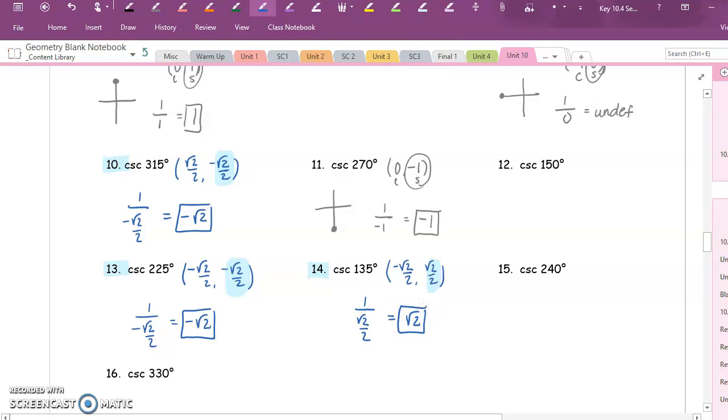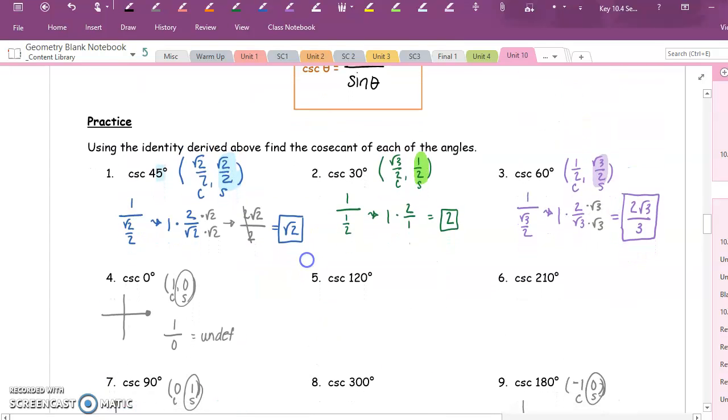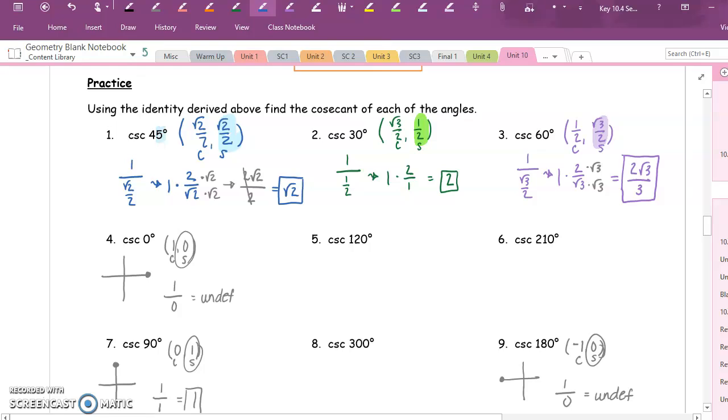Positive root 2. So I already did the math on the first ones, 45, 30, and 60, so we can go through all of these now, and instead of doing the math each time, I know that my answers are either going to be root 2, 2, or 2 root 3 over 3, because we've already got all of the reference angles done. So let's go 120. 120 is a little bit past the 90. 90 is close to the y-axis, so therefore this goes with 60.